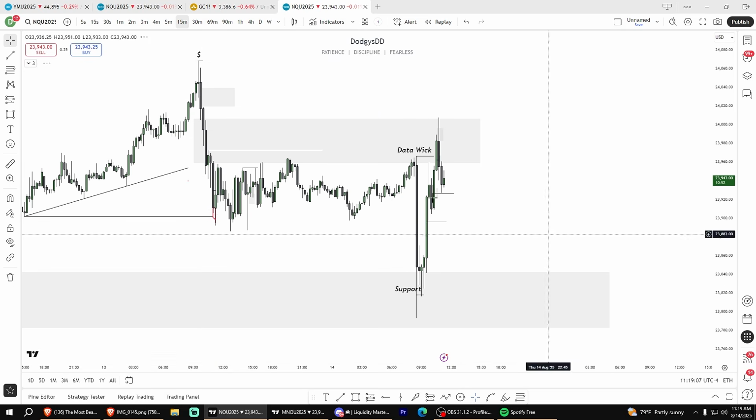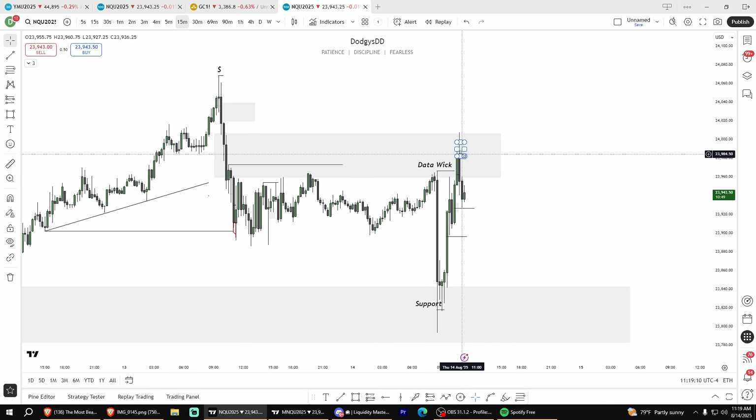Now, if this gap wasn't here, then I would never have looked for shorts there. I would have been like, yeah, all-time highs were super bullish.